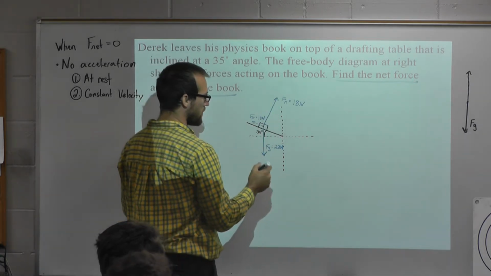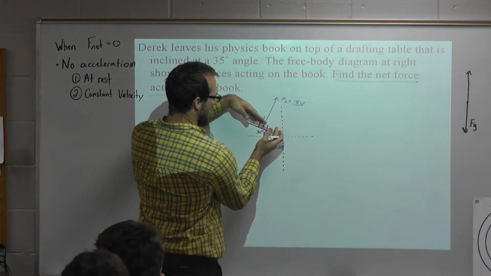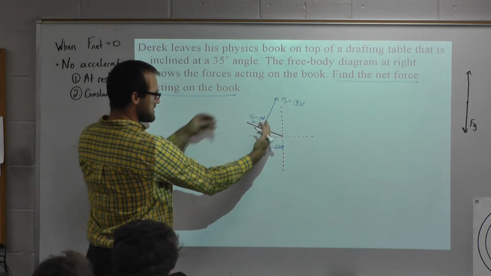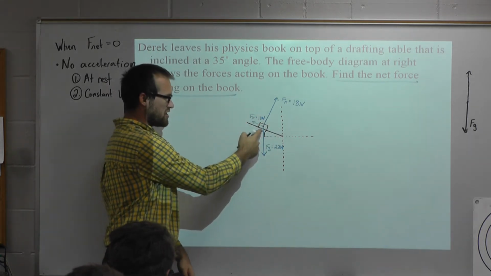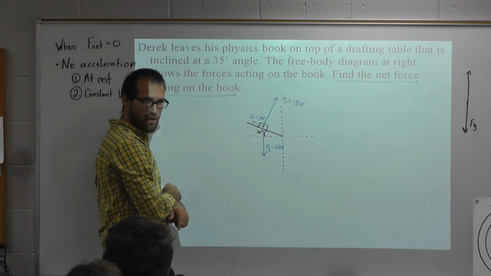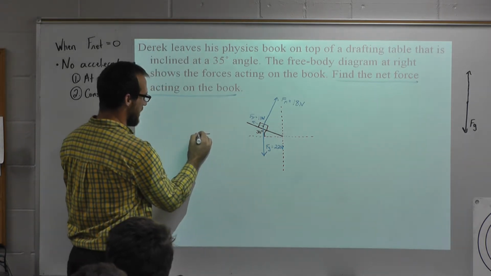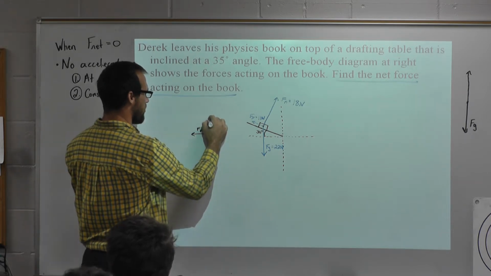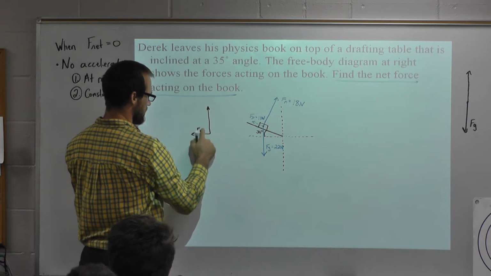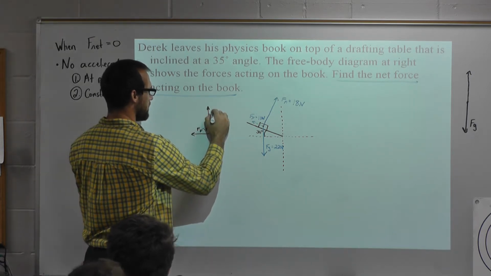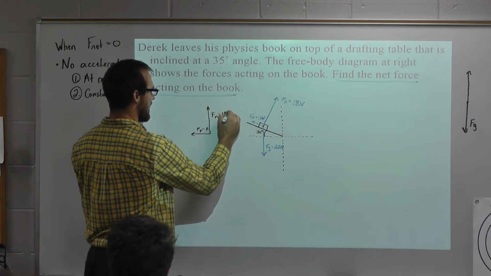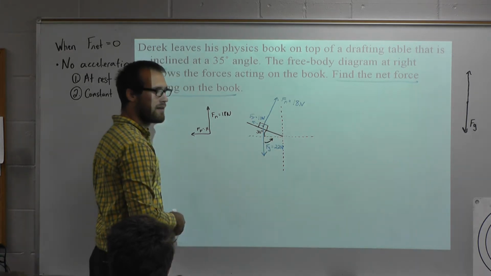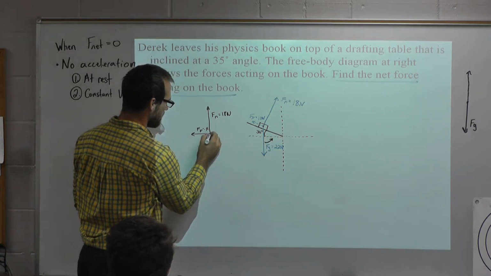Okay, so let me show you. I'm going to take this and tilt it. Now listen, we're just shifting everything 35 degrees. Friction's now on the x. My normal force is straight up. And my gravity will have shifted that way, 35 degrees.